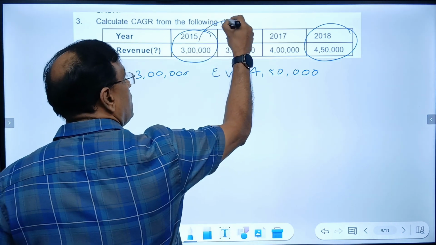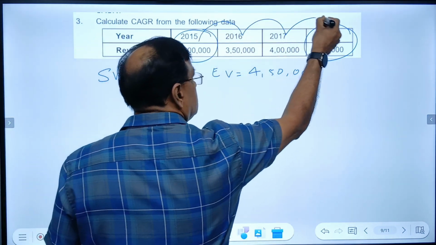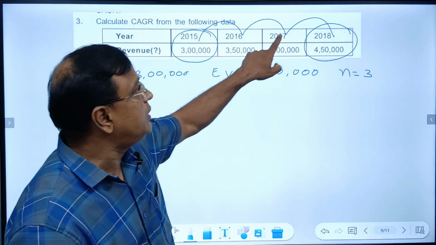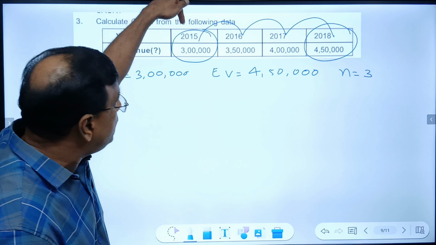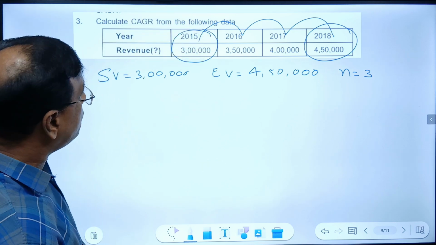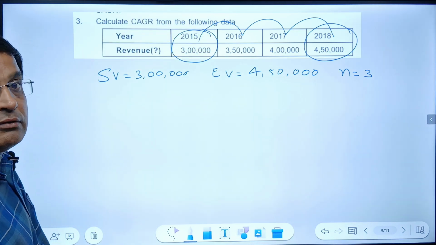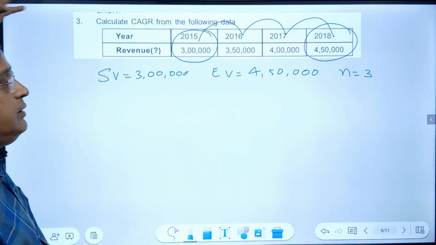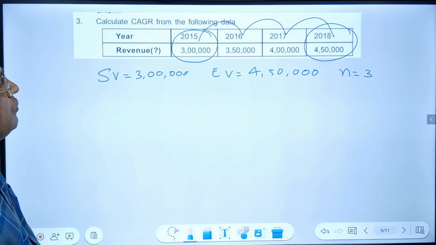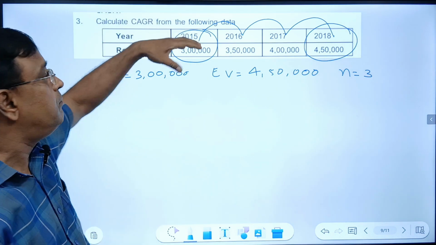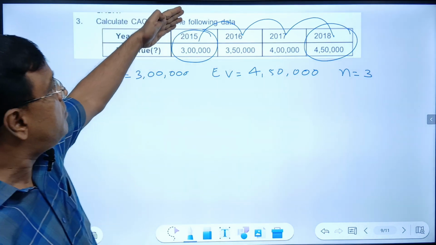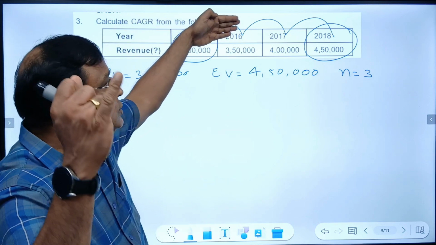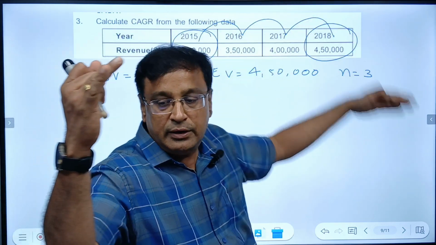Now how long is your money in business? This 3 lakhs is there for 1 year, 2 years, 3 years. So N is 3. Don't count it as 1, 2, 3, 4, because you have started your investment here. If your money is already there, and they ask you to calculate CAGR from here to here, then it is 4. The money is already there in 2014. From 2014 to 2015 is 1 year. But that is not the case here. You have put your money here. This is your starting value. From 15 to 16 is 1 year. 16 to 17 is second year. 17 to 18 is third year.